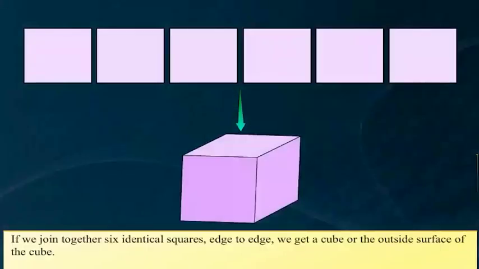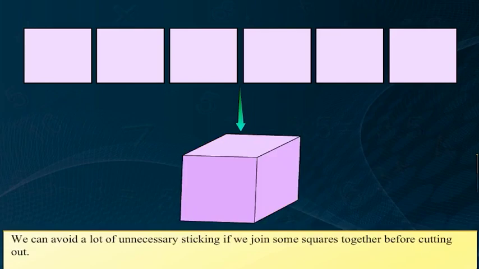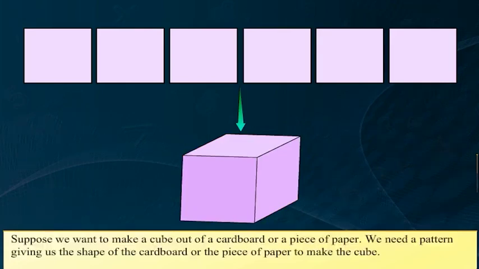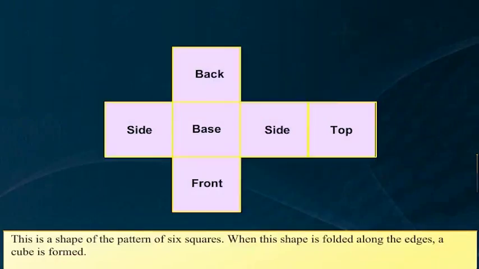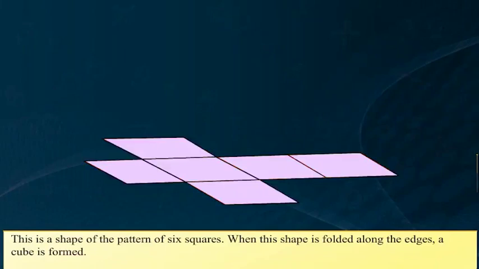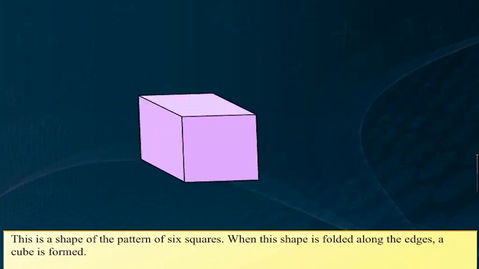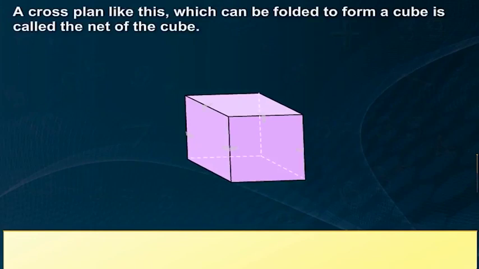Nets. If we join together 6 identical squares edge to edge, we get a cube or the outside surface of the cube. We can avoid a lot of unnecessary sticking if we join some squares together before cutting out. Suppose we want to make a cube out of a cardboard or a piece of paper. We need a pattern giving the shape of the cardboard or the piece of paper to make the cube. This is the shape of the pattern of 6 squares. When this shape is folded along the edge, a cube is formed. A cross plan like this, which can be folded to form a cube, is called the net of the cube.